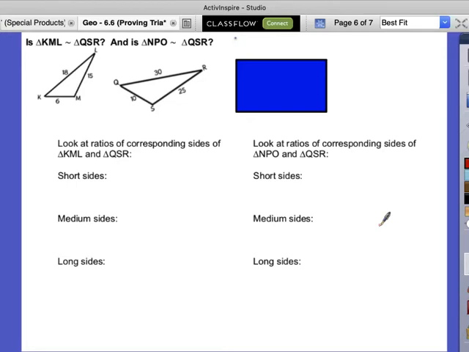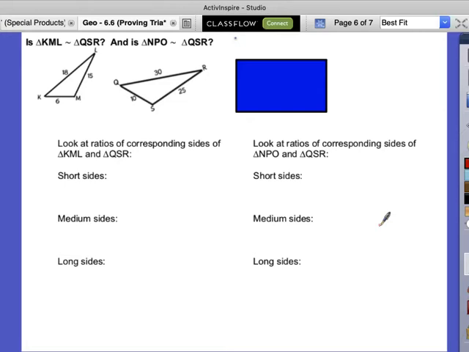So we're going to compare. You guys remember how we did the small over big before? Now we're going to do the same kind of thing. We're going to do the short sides together, the medium sides together, and the long sides together. So regardless of what order we think these triangles are going to go, we're going to try lining them up.